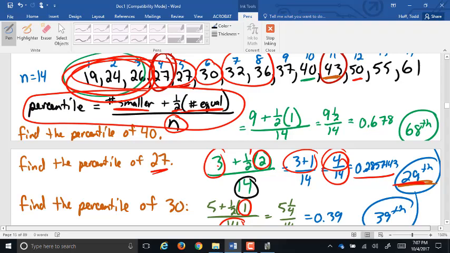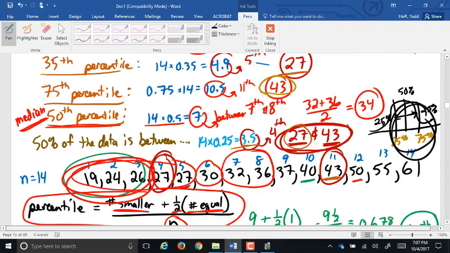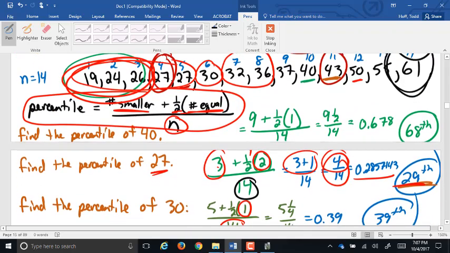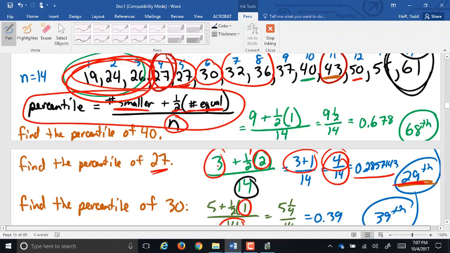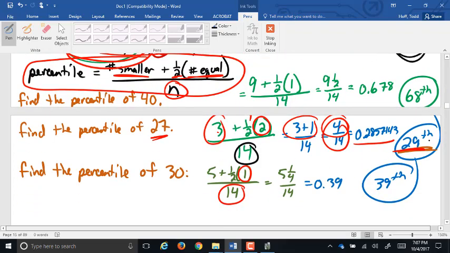The 14 is, there's 14 numbers in the whole list. There is no greater than number in this one, no. It's just smaller than and equal to. Any other questions?